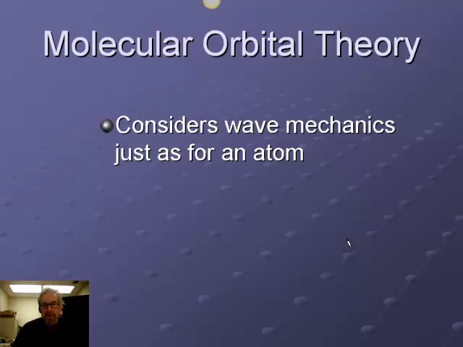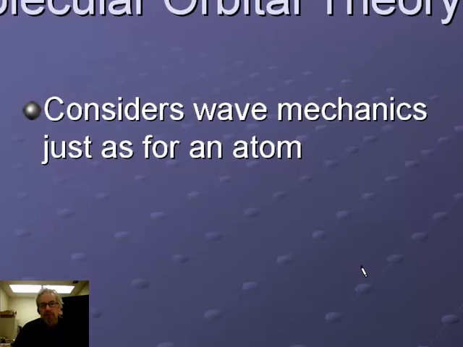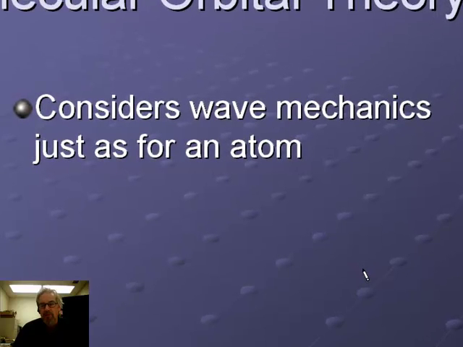Molecular orbital theory is another way of explaining what happens when bonds form. Rather than assuming atomic orbitals and changing them around like valence bond theory does into modified or hybridized orbitals, molecular orbital theory actually truly considers the wave mechanics, the actual equations that produce the electron waves, just as for an atom, except with a two-atom situation.